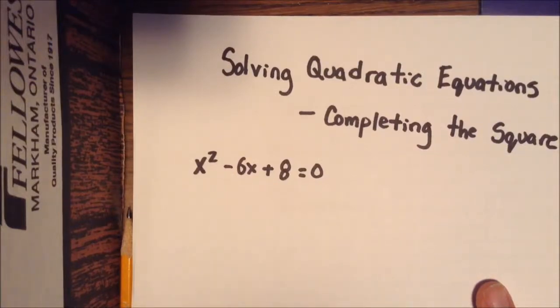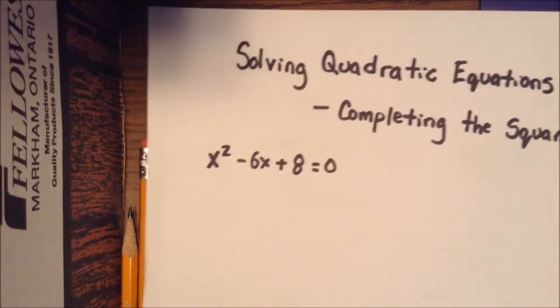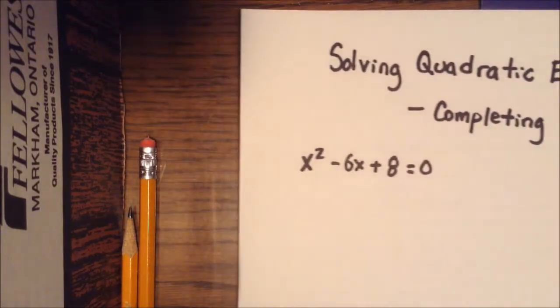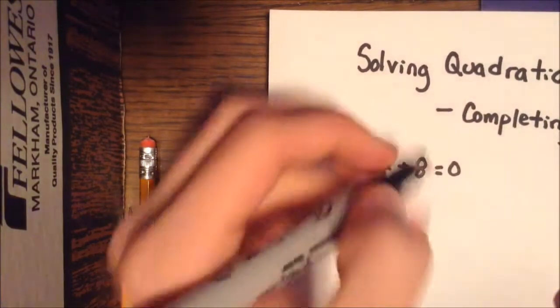Hi, my name is Jaden Fowler, and today I want to talk about completing the square. So I'm going to complete the square and solve a quadratic function. Here's the quadratic function: x squared minus 6x plus 8 equals 0.